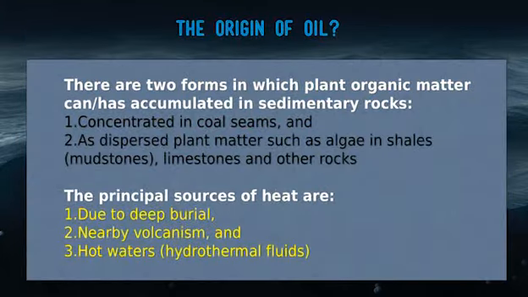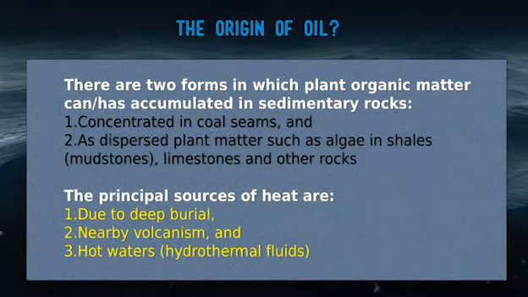There are two forms in which plant organic matter can and has accumulated in sedimentary rocks. I've already indicated these. First of all, it's coal beds. And secondly, as plant matter that's dispersed, such as algae, in shales or mudstones, limestones, and other rocks. Much of the oil in Saudi Arabia comes from limestones with organic matter in them. The principal sources of heat are due to deep burial, nearby volcanism, and hot fluids.